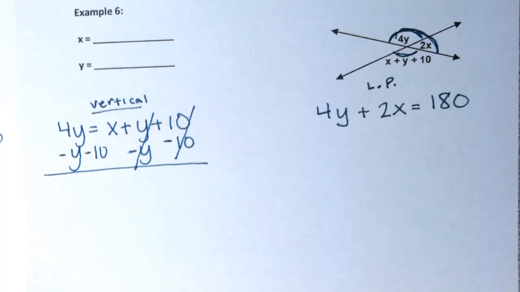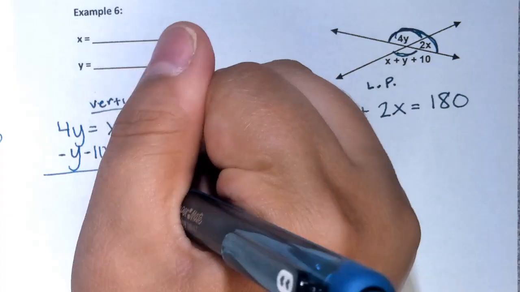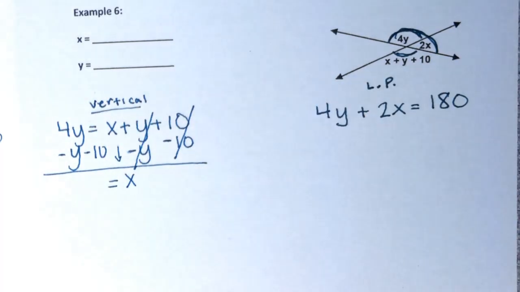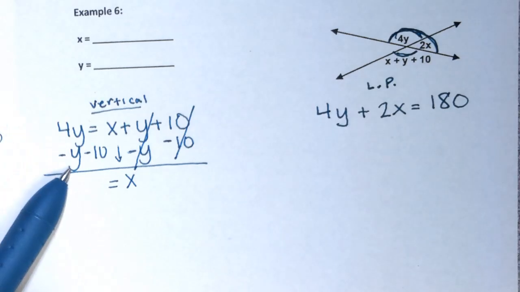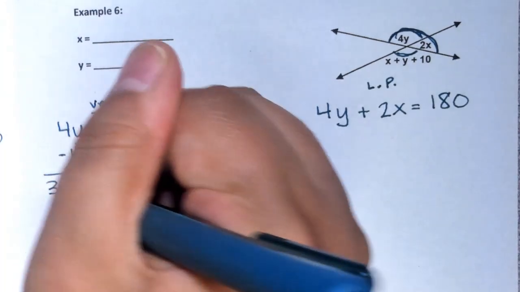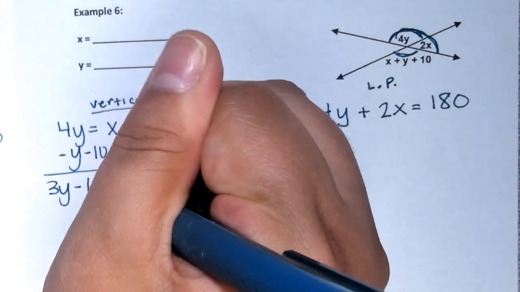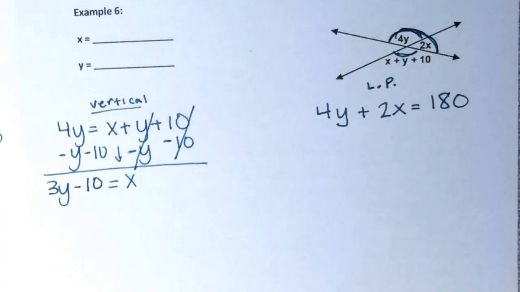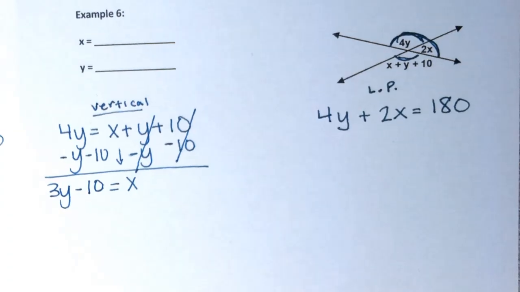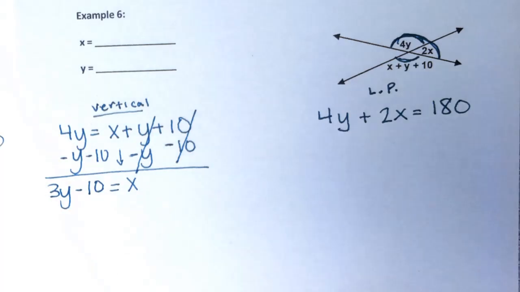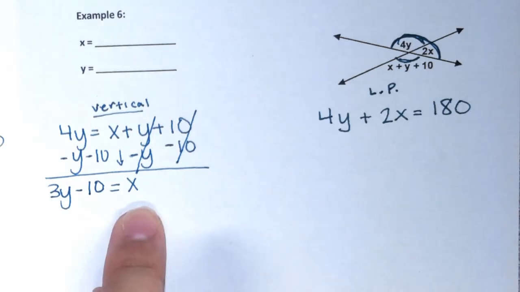All right. From this, do you agree I can bring down x equals right there? What is x going to equal? What is 4y minus y? 3y. And then what do I need to bring down? 10. Minus 10. Now, do I have x by itself? Do I have x by itself? Yes. What's your question?